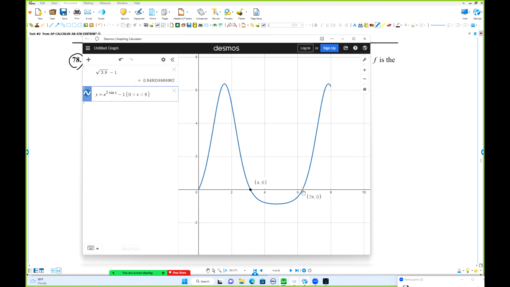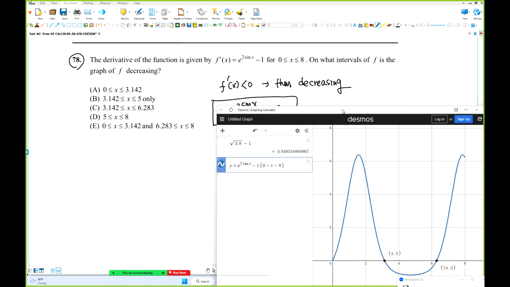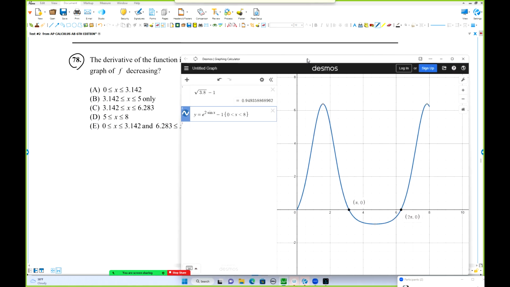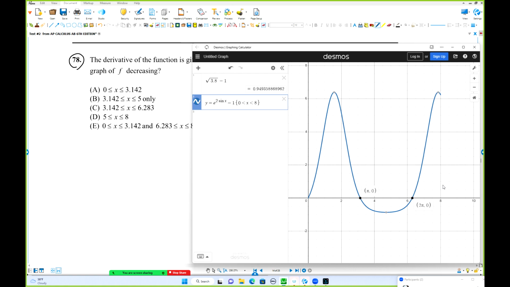Pi, 2 pi over here, what is this number? Between x equals pi and 2 pi, there is a minus as well. In this interval, the original graph is decreasing. That's the answer: from pi to 2 pi. Pi is 3.14 and 2 pi is 6.28 over here, right? Choice C there.